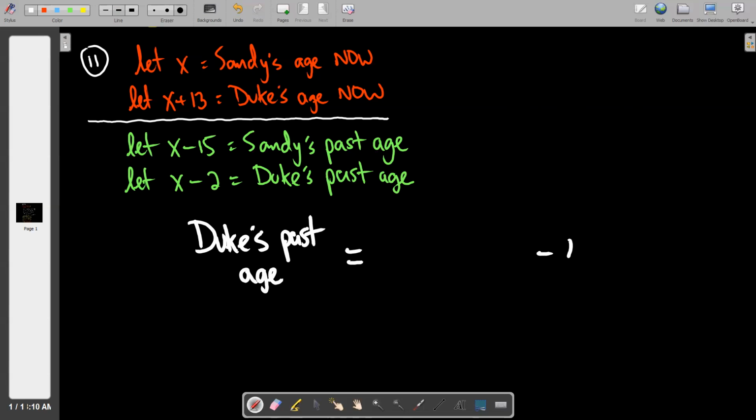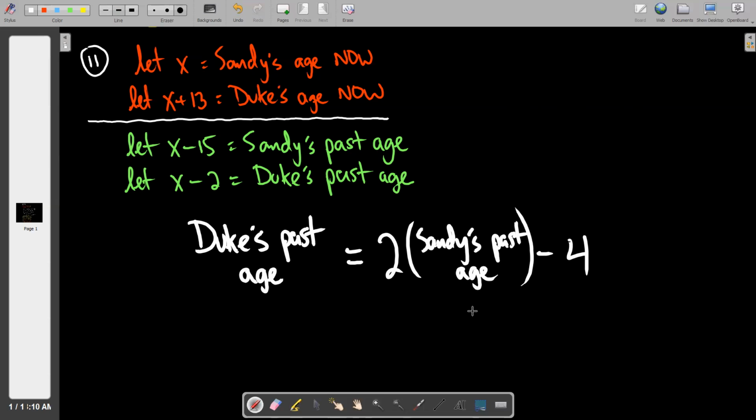4 years less than, so I always want to put that minus at the end because less than and more than go at the back. So 4 years less than twice Sandy's past age. Do you 100% have faith in that sentence? I think it's irrefutable. I think if someone didn't understand that sentence, I'd have a hard time explaining because it's just what it says, it's just there.